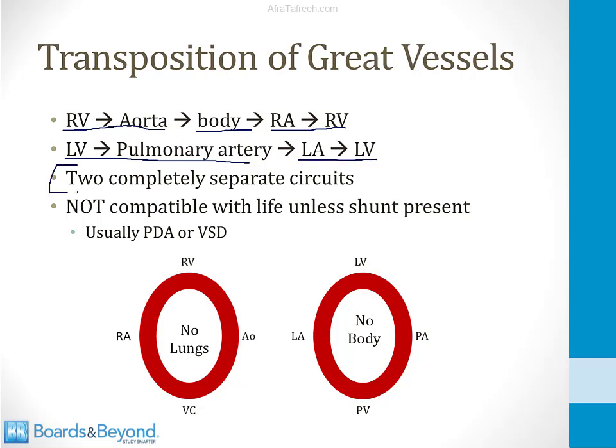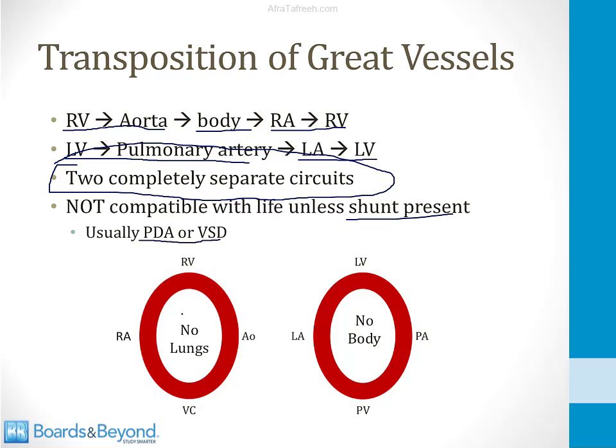This means you have two completely separate circuits, and thus this is not compatible with life unless there is a shunt present to allow mixing of blood so that some of the oxygenated blood from the lungs can get to the body. So babies with transposition of the great vessels need to have either a PDA or VSD present to allow mixing of blood.